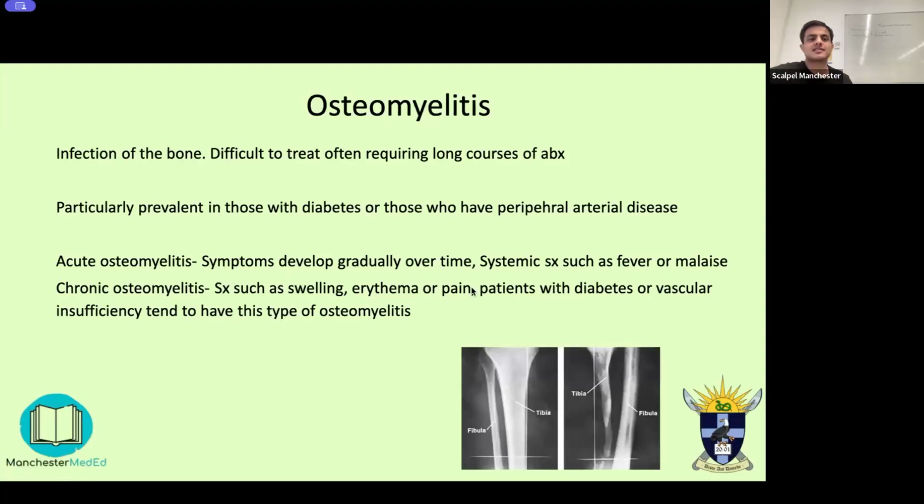But anyway, osteomyelitis. So osteomyelitis is an infection of the bone, and it's often really difficult to treat and requires really long courses of antibiotics. It's particularly prevalent in those with diabetes, so it's a big thing. So if a patient comes in with diabetes or peripheral arterial disease, they've got these systemic symptoms such as fever or malaise, they're not noticing joint pain, osteomyelitis might be something you suspect. And then there's also chronic osteomyelitis, which has symptoms of swelling, erythema, or pain. And again, patients with diabetes or vascular insufficiency tend to have this type of osteomyelitis.